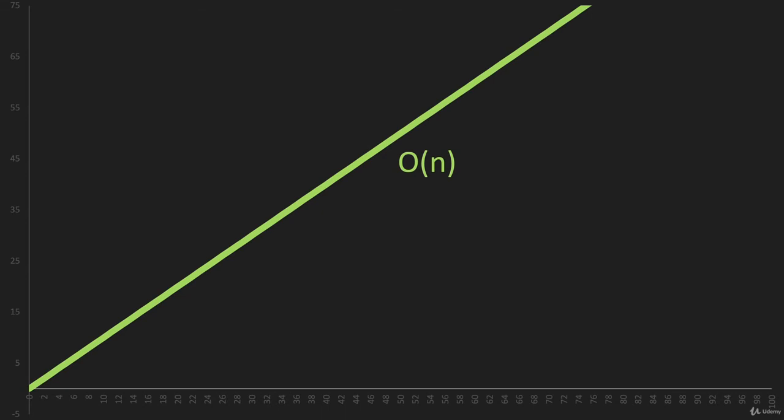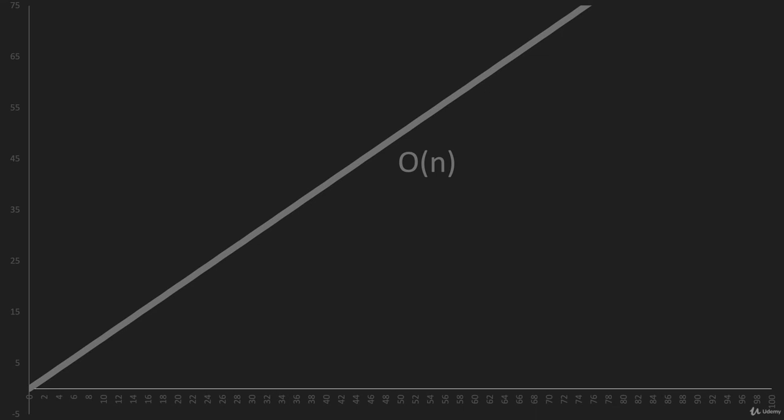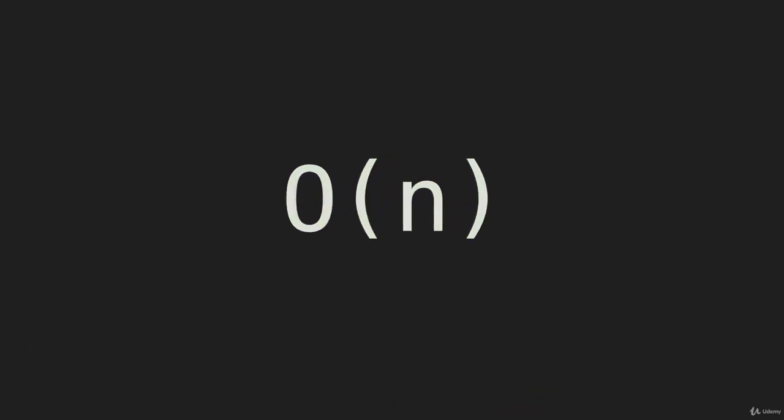O of n is always going to be a straight line. It is proportional. The number of operations is going to be proportional to whatever n is. So on this graph, this axis represents n. This axis represents the number of operations. Okay, so that is our first Big O notation, and we'll be adding to this graph with the other Big O notations so we can compare one against another. But for now, that is O of n.